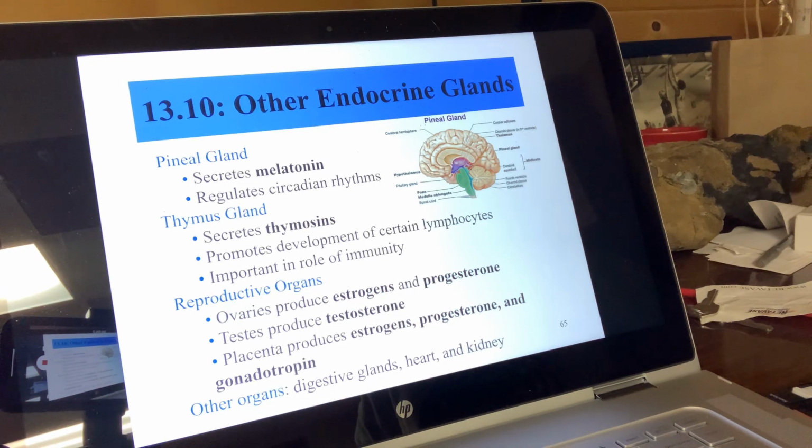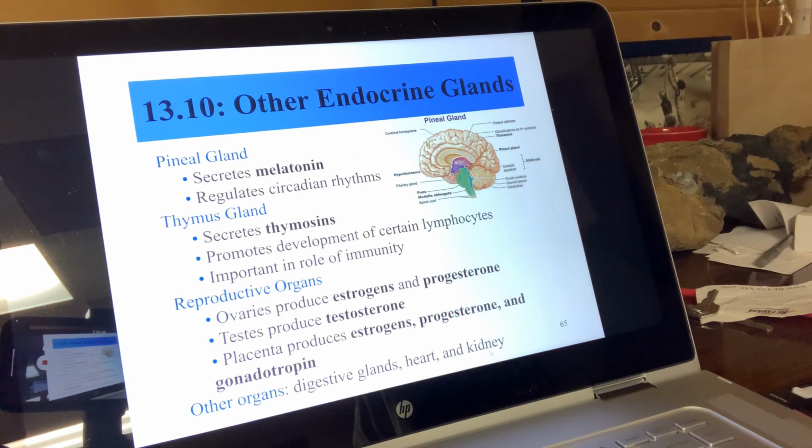Other organs we've already talked about. In the digestive system, we talked about digestive hormones like gastrin, cholecystokinin, and secretin. Those are all chemical messengers produced by the digestive glands. We've talked about hormones produced by the heart, beta natriuretic peptide and alpha natriuretic peptide, that are produced in response to overfilling of the heart or high blood volume, which helps to diurese the body and naturally reduce an overwhelmed circulatory system.